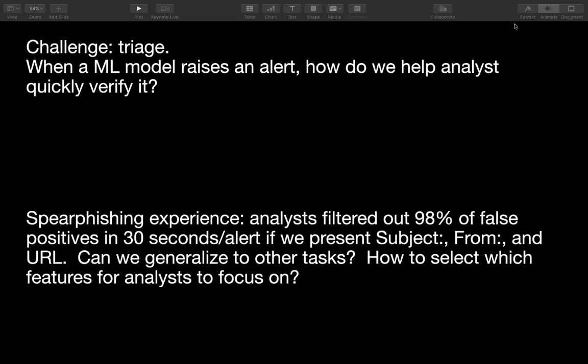Does anyone else have any experience with this triage aspect? I had just one other question about it. For the 3 that you found, the subject, from and URL, was that found by an ML model to be the most important attributes, or were those just from the analyst's feedback? That was the analyst's feedback. So we had no systematic way to learn that, and it was very specific to this one scenario. And so I would love to know how you would approach that for a new task.